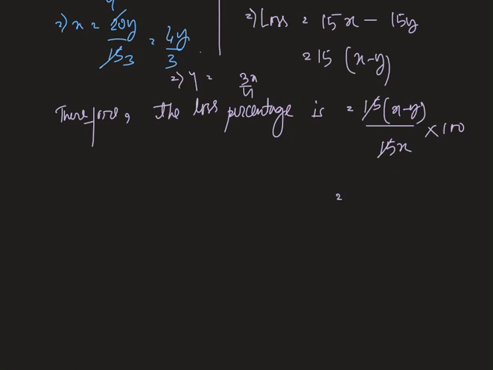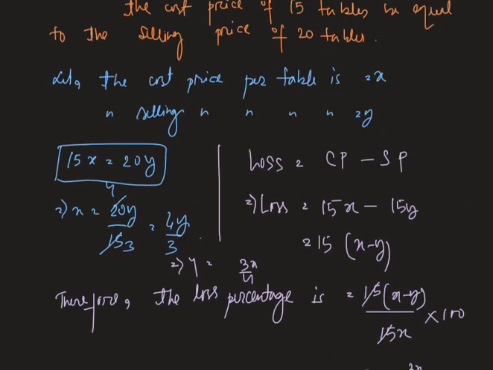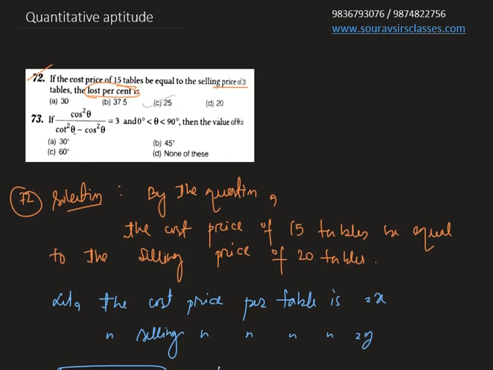So we have (x minus 3x by 4) divided by x into 100, which results in (4x minus 3x) divided by 4, that means x by 4x into 100. X cancels out and we get 25 as the percentage. So the required loss percentage is 25%. Hence option C is the correct answer. Now let's see the next question.